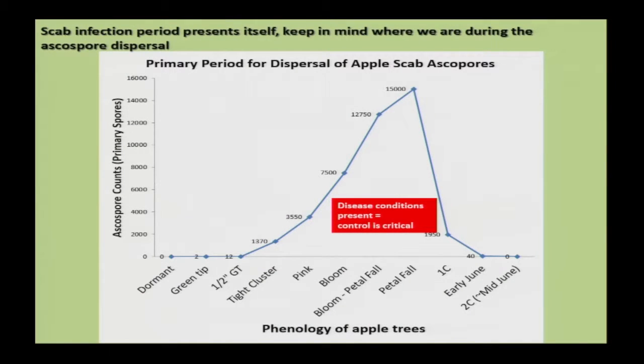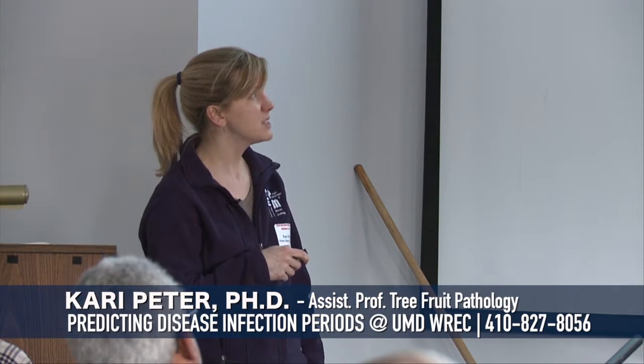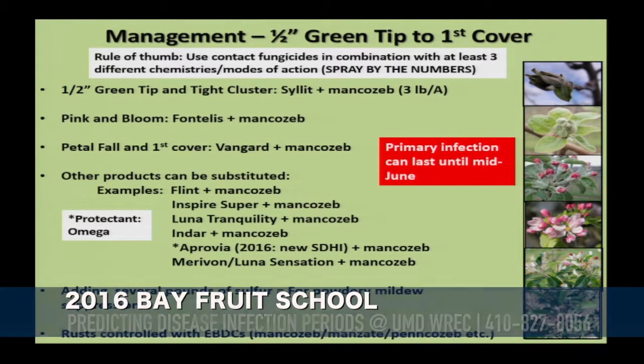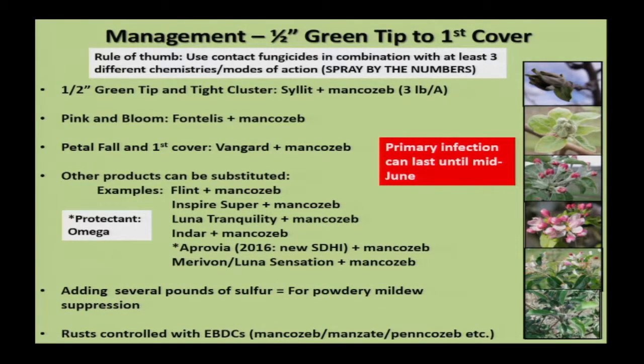And again, when you have that prediction of a scab event, it's good to remember, where are we in that potential apple scab spore dispersal? If we were at the start of bloom at April 29th, I would say to myself, if we're having an infection event, it's bloom time, I can anticipate we're going to have a lot of spores available out there. I want to make sure I have a good chemical out there protecting my foliage. As far as what you can use, half-inch green tip to tight cluster, you can use Syllit. Syllit is only labeled from half-inch green tip through pink.